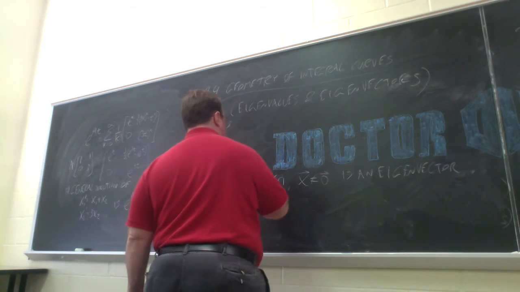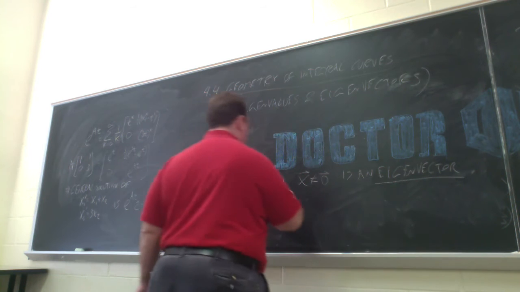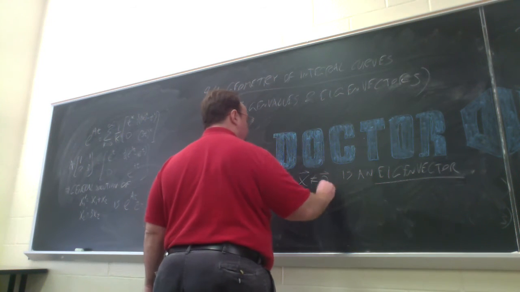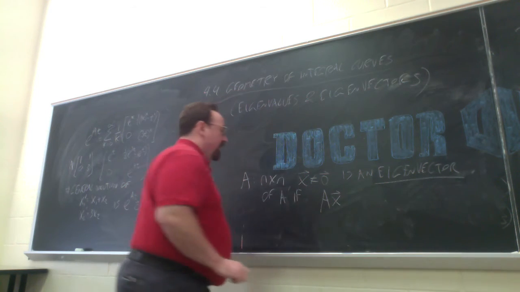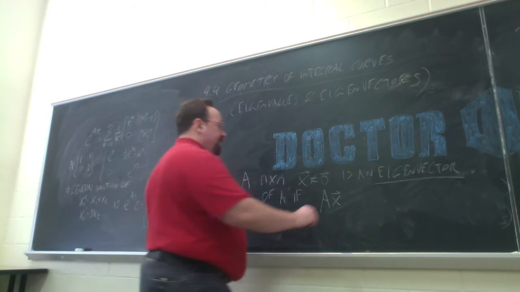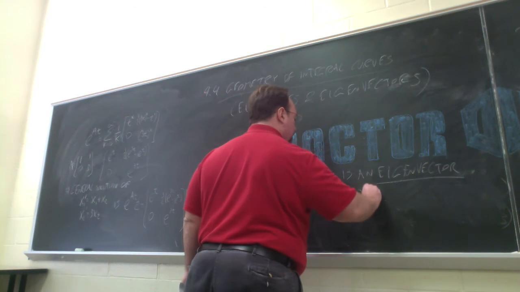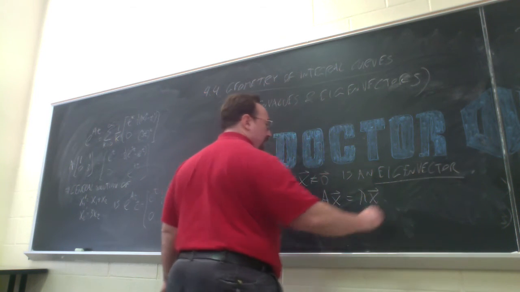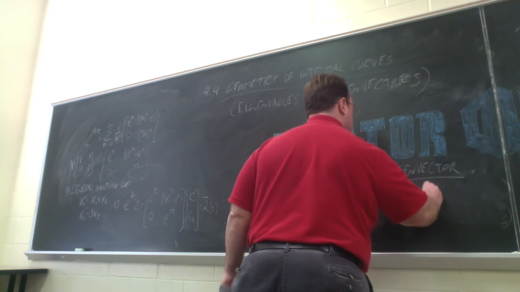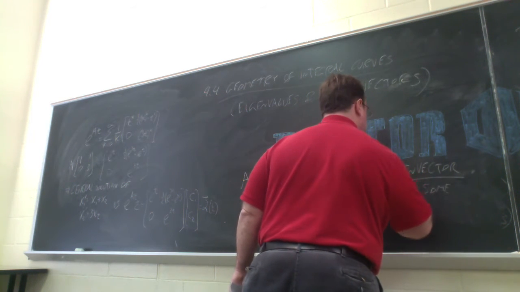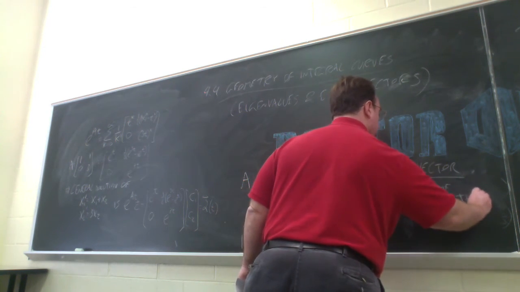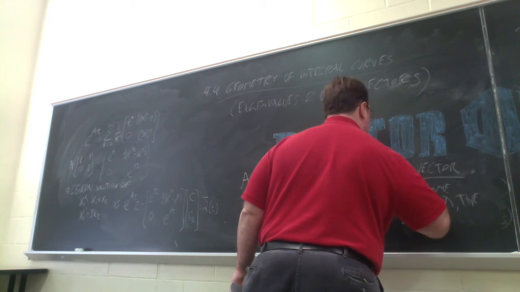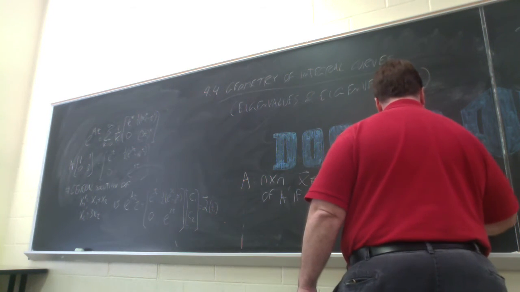It's an eigenvector of A if we have this relationship: A times x, so this matrix vector multiplication, is equal to lambda times x, for some scalar value, just a number, lambda, which is called the eigenvalue. So eigenvalues and eigenvectors come together in pairs.